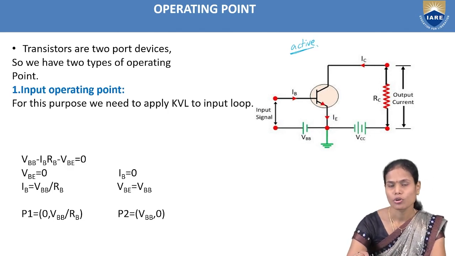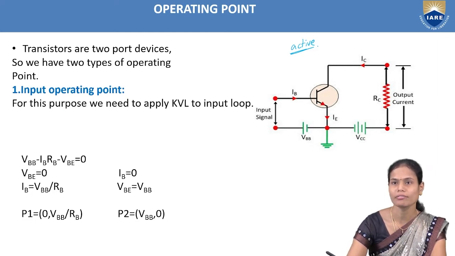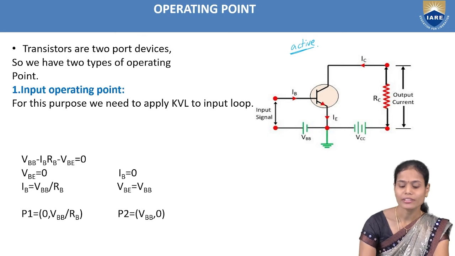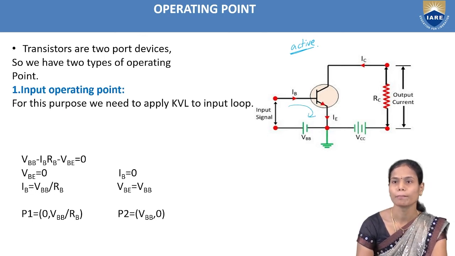Why are we always operating the transistor in the active region? The basic application of the transistor is as an amplifier, so the basic requirement is providing amplification. Even though it is useful for switching operation, most of the time we use the transistor for amplification purposes. Because of that reason, we operate the transistor in the active region. So to find the input operating point, I am applying KVL to the input loop.